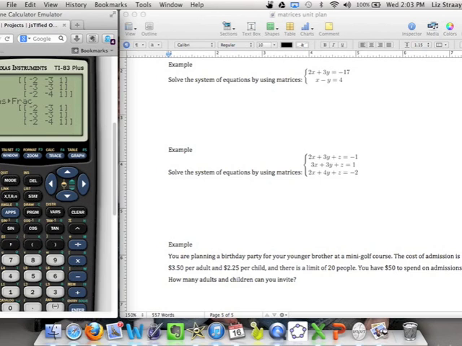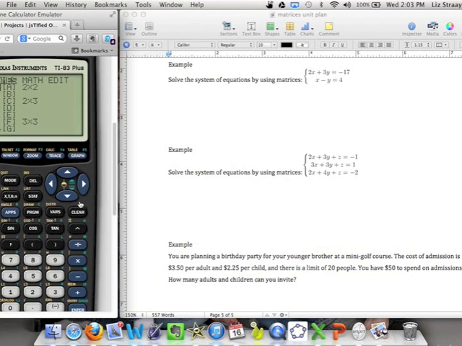Wait, where did you get those answers that you turned into like a matrix? I'm using the numbers from the problem. So the coefficients 2, 3, and -17. And then the coefficients 1, -1, and 4. Oh, so this is still the same problem? Yeah, still the same one.